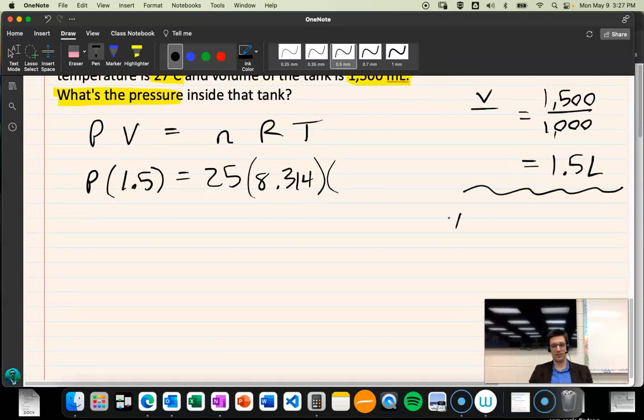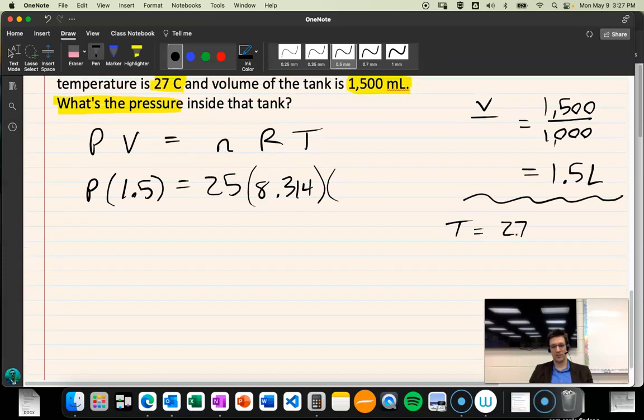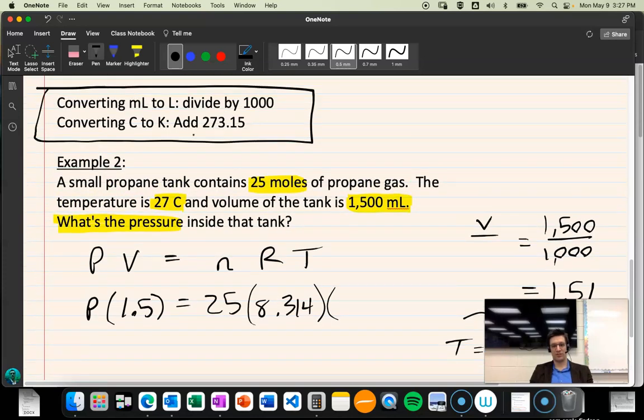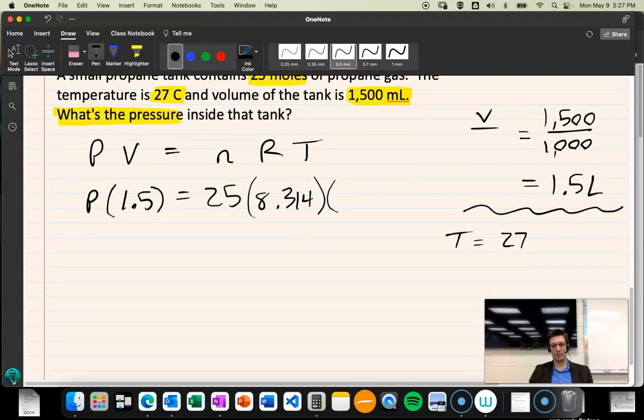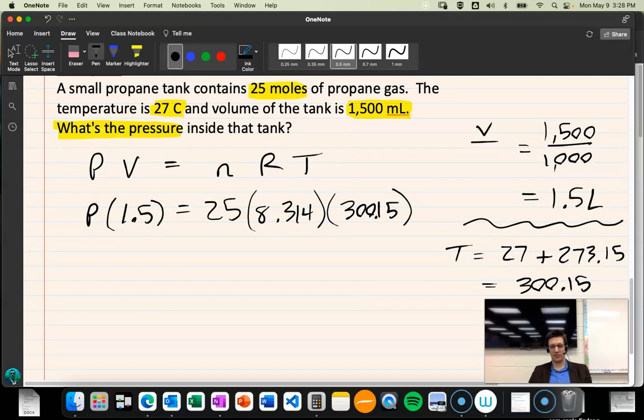Let's go over to the scratch paper. T equals 27. And it said to convert, we're going to add 273.15. So here we go. Plus 273.15 equals 300.15. You can use your calculator if you want, of course. You go right ahead. There's my temperature, okay? Got to make sure that that's in kelvins.